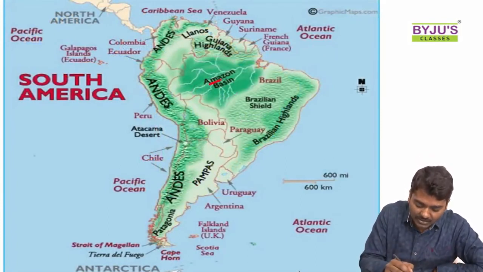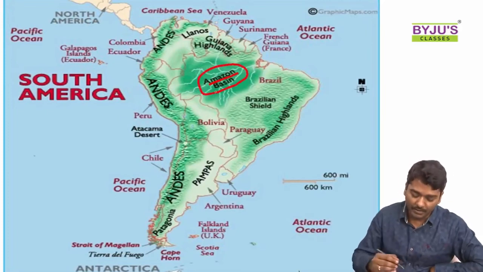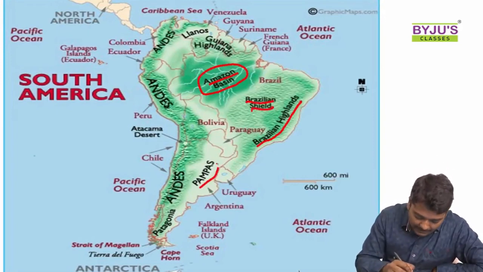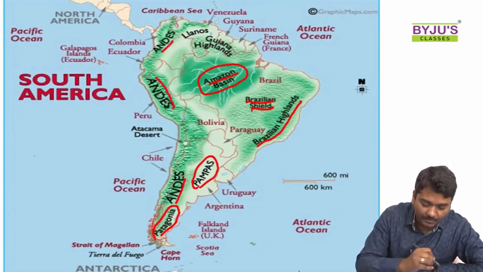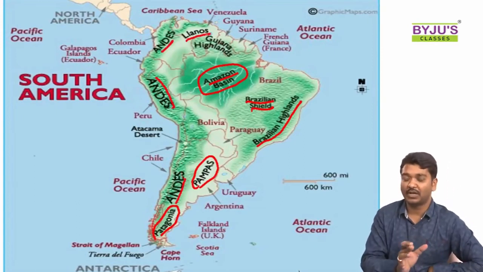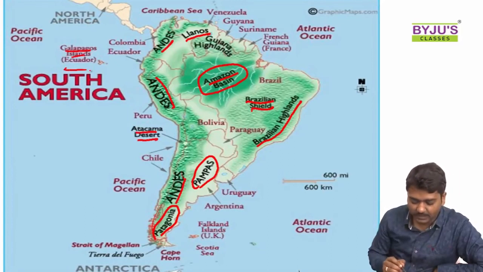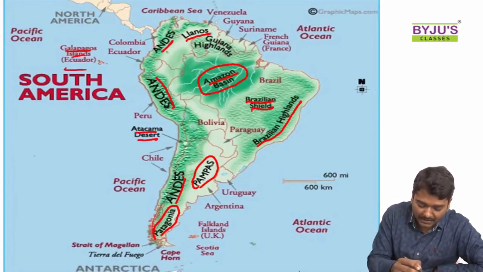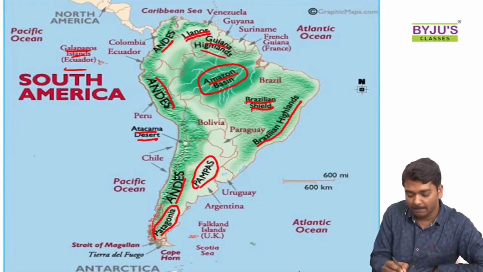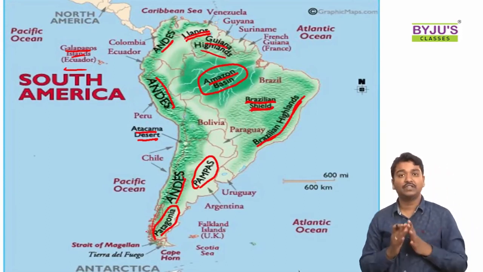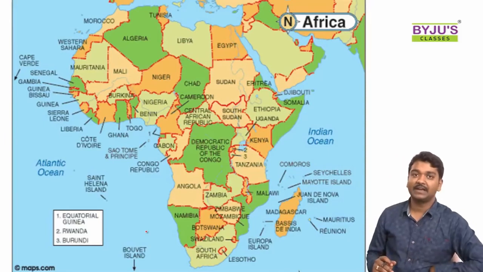Then let us take the physical map. In the physical map, obviously you will be knowing Amazon basin is important, Brazilian highlands is important, Brazilian shield is important, Pampas, Patagonian desert, Andes mountains, right? Llanos, Campos and Llanos, Atacama desert, Galapagos Islands. So what all you saw? Galapagos Islands, Andes mountains, Llanos, Guiana highlands, Amazon basin, Brazilian shield, Brazilian highlands, Pampas, Patagonian desert. So these are important.